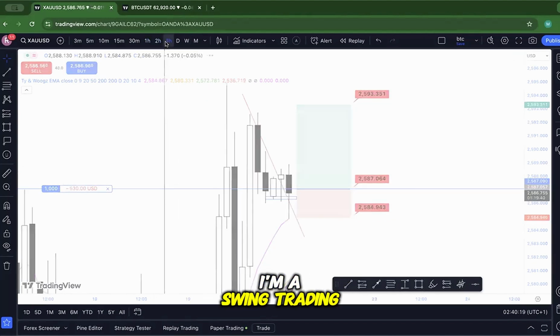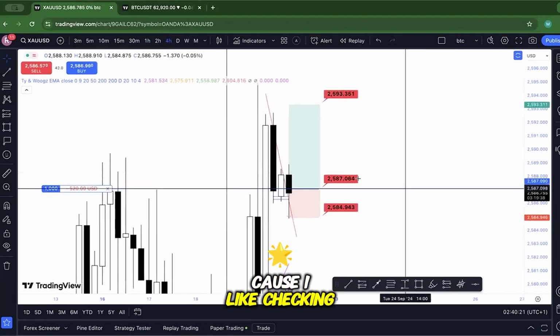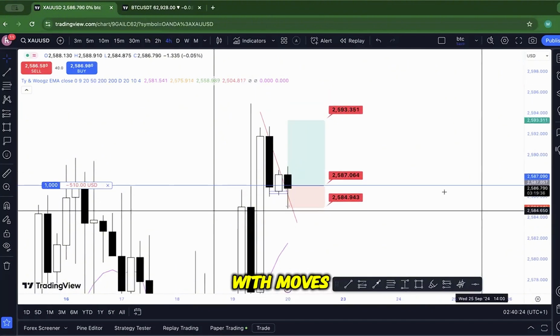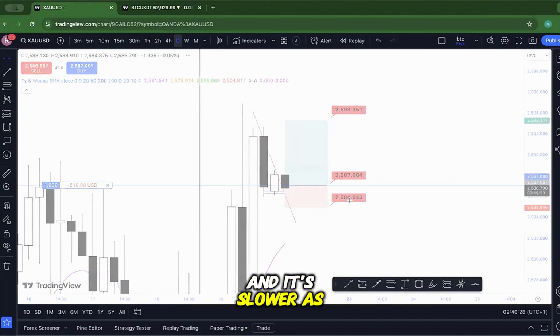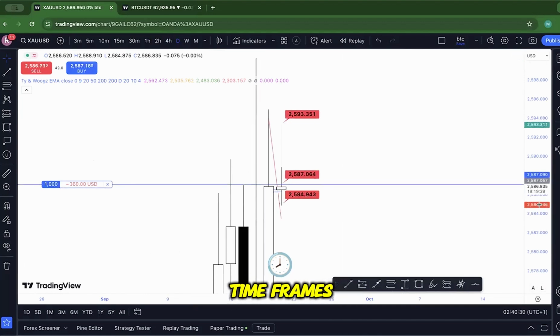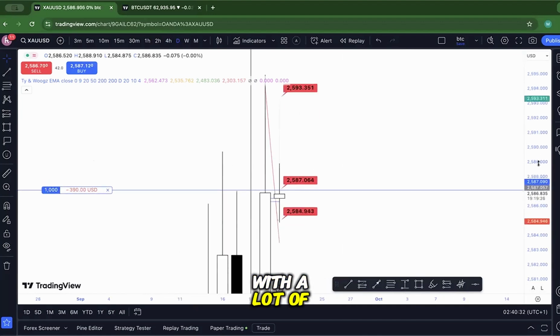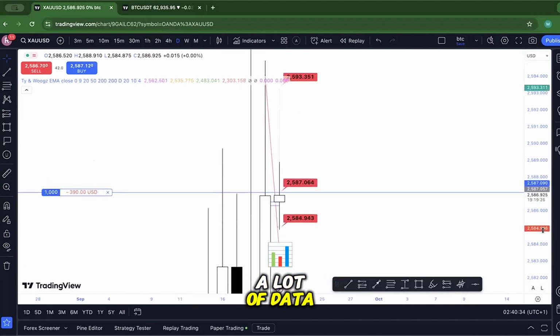I'm a swing trader because I like trading off the higher time frames, where the moves are a bit easier to manage and it's slower, as opposed to the lower time frames, which have a lot of bars and a lot of data to take in at once.